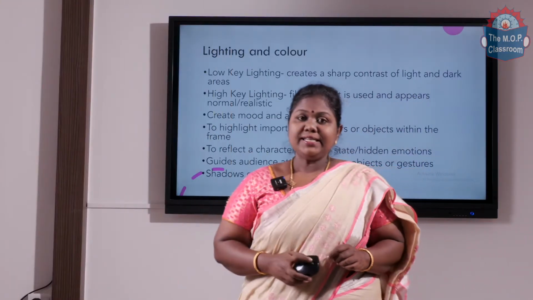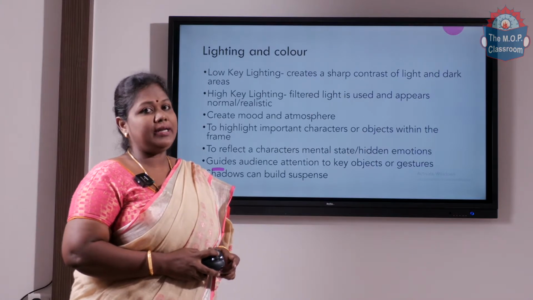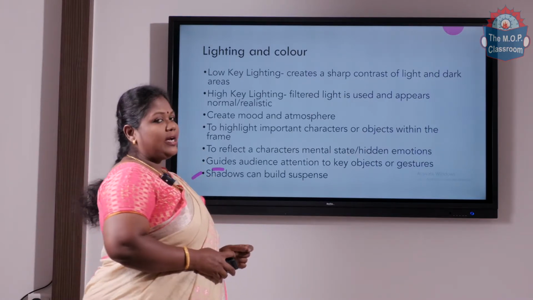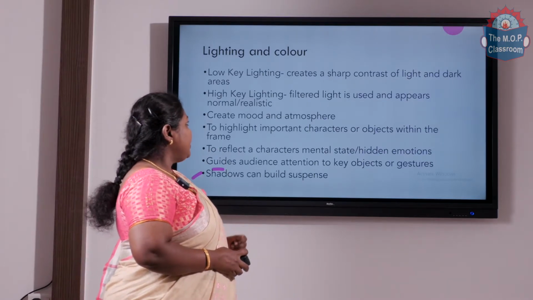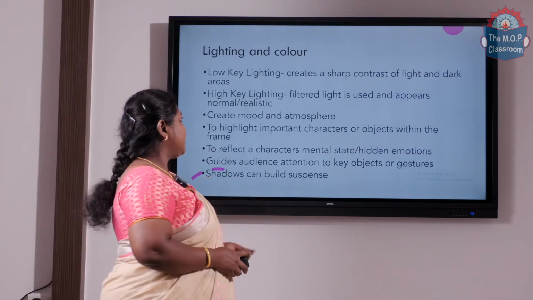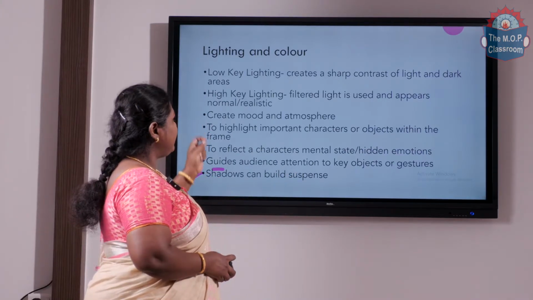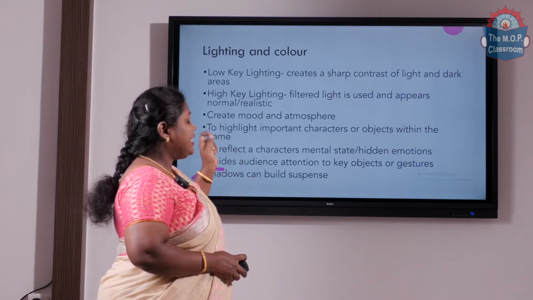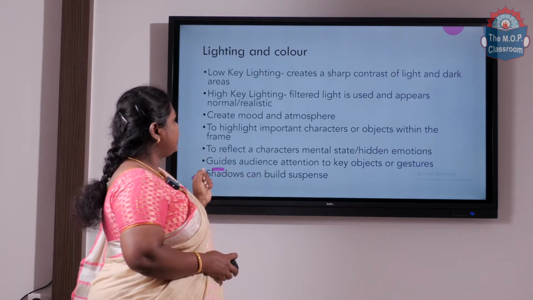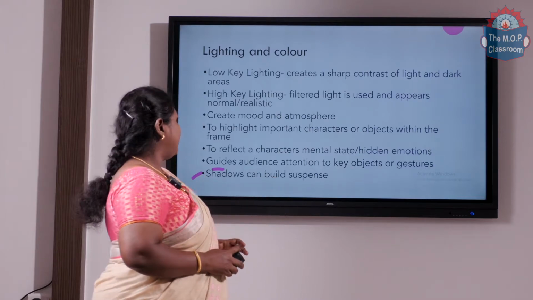The next element: lighting and color. Lighting and color indicate what the mood of that entire scene is going to be. There are two kinds of lighting which we can set, low-key lighting and high-key lighting. Low-key lighting creates sharp contrasts, like it says, it's low-key. There are three kinds of lights: key light, fill light and backlight. So the key light is going to be low, creating a sharp contrast of light and dark areas. In high key, the light is filtered. Filtered light is used and appears very normal and realistic. It maintains a very soft nature for the entire scene.